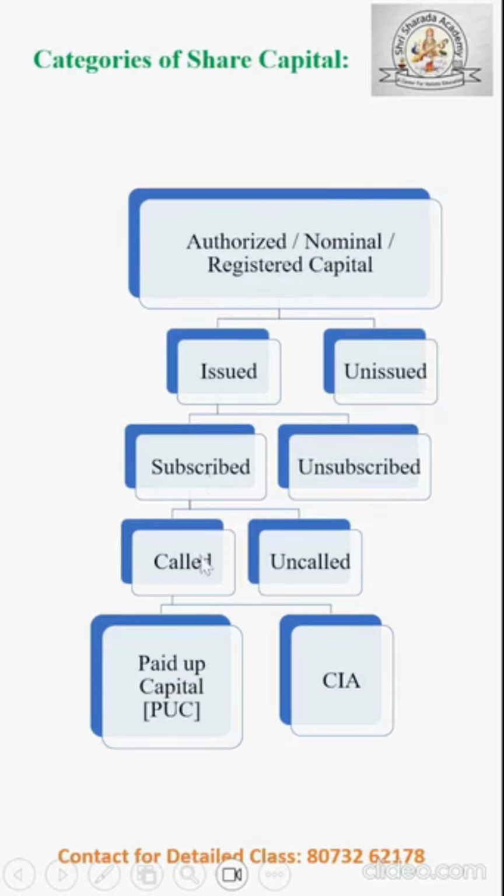And again, the subscribed capital is further divided into two parts. One is called up capital, another is uncalled capital. Called up capital is that part of the subscribed capital which has been called by the company, or demanded by the company to be paid to the company. If some portion of the share capital is not demanded, that portion is known as uncalled capital.